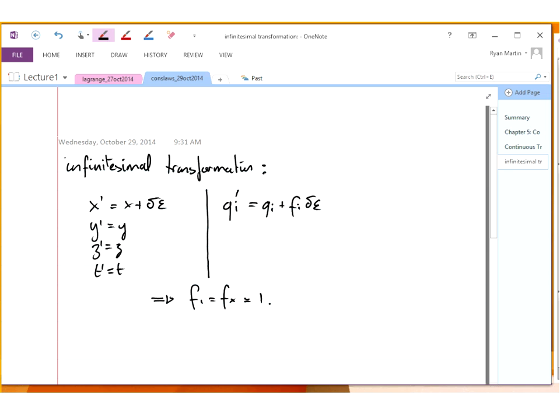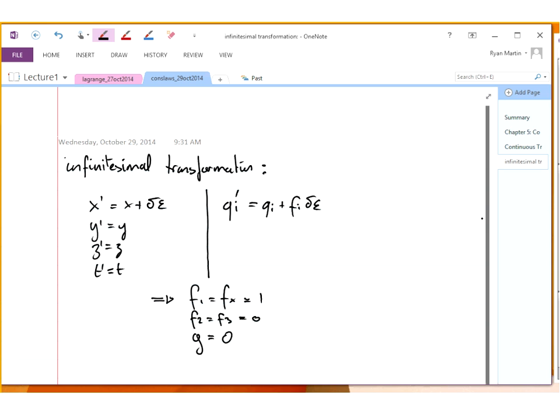So in that case, we find that F1, which we'll call Fx, is equal to 1, just by comparing the two equations, right? Fi for the x equation is just equal to 1. And then all the other ones are equal to 0, because the other coordinates don't change. And then G, which is the one that would go with the time, is also equal to 0. Okay?